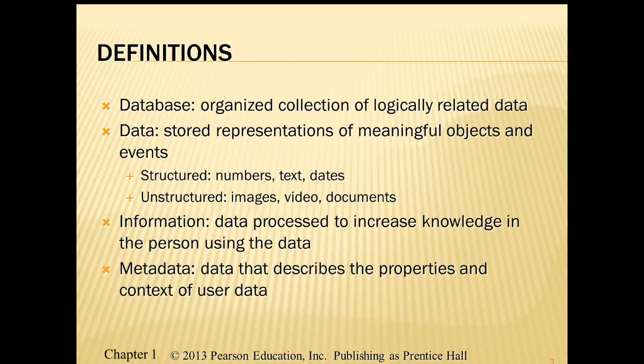There's a difference between data and information. Data is basically just bits or values that are stored in a particular structure, a particular sequence, and then information is those values put together in a format that is presentable to human eyes and the human brain. And then metadata is data. The text describes it as data that describes the properties and context of user data. So effectively, it is data about data. So it's best to remember it that way.